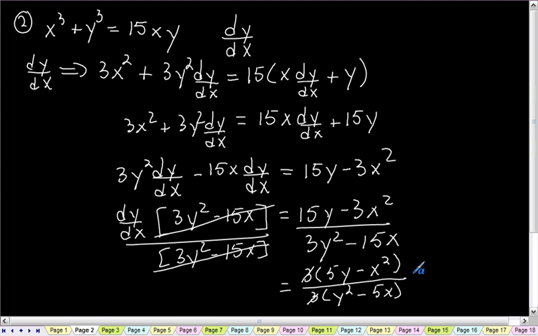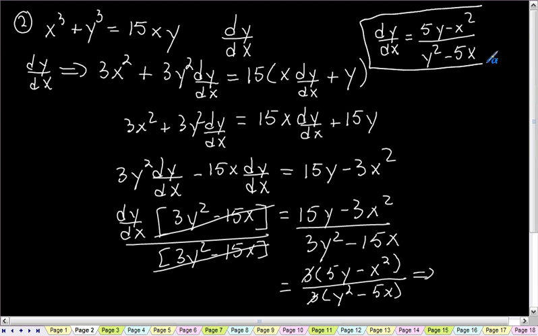So, I'm going to write it up here. My dy/dx is equal to 5y minus x squared over y squared minus 5x. That is my final answer. Number 2.